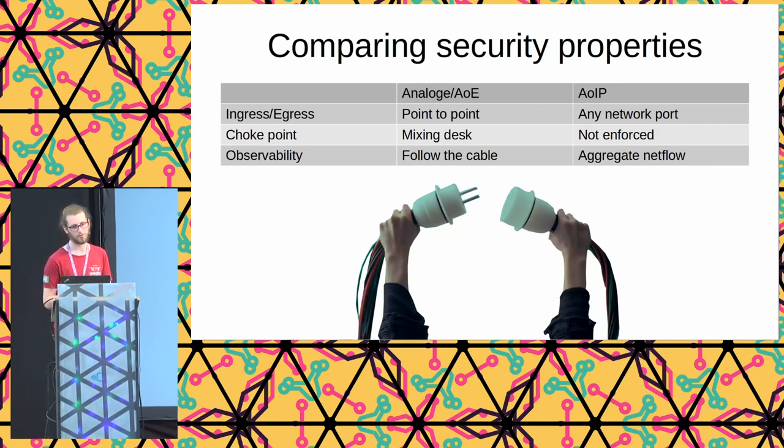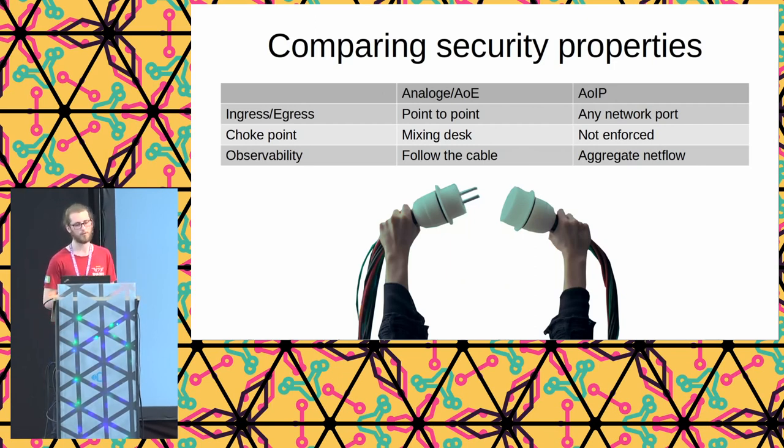So as we mentioned, if you've got an analog system, a cable goes from point A to point B. This helps you with traceability. You just follow the cable. It helps you with controlling ingress and egress, because if you unplug the cable, audio stops. It's very detectable, and it creates a natural choke point of a mixing desk where all of the audio is definitely going through the mixing desk, because that's where the cables go.